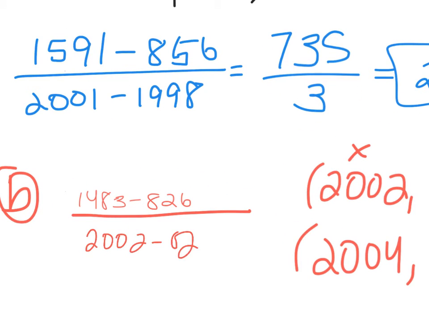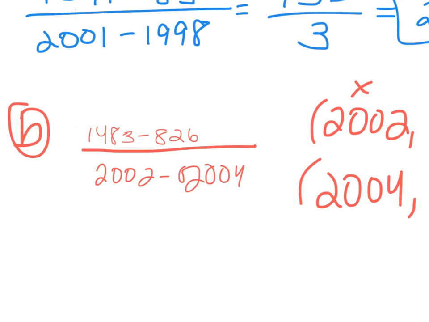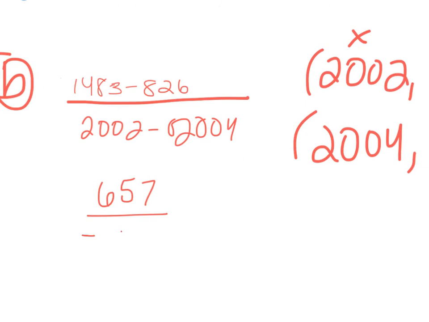2002 minus 2004. So what's 1483 minus 826? 657 over what? Negative 2. All right, does that divide pretty? No, so just leave it.